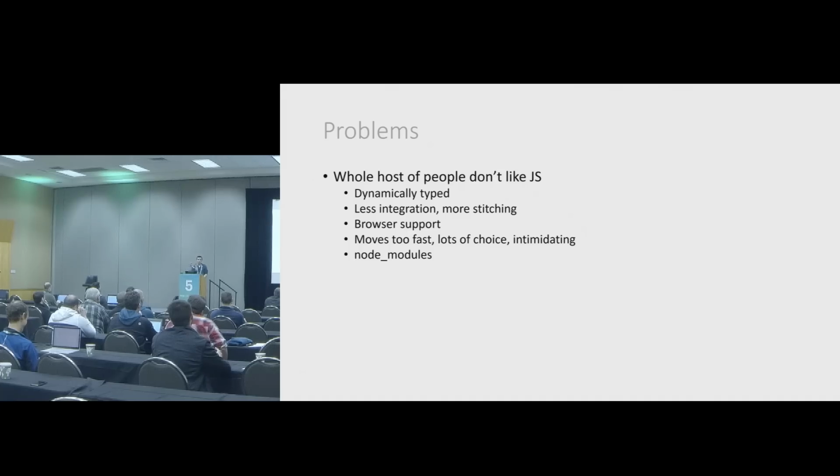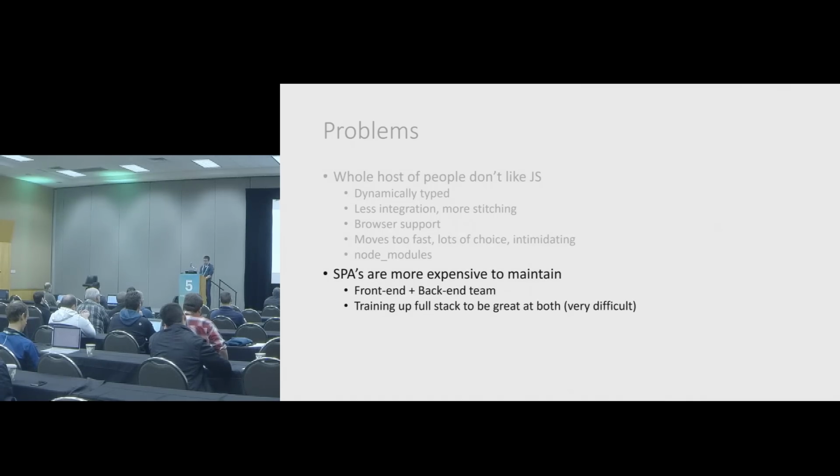But then your app blows up at runtime, whereas in one of those other statically typed languages, the compiler yells at you and says, hey, you made a typo there, and here's the line number, and you need to go fix it. The JavaScript ecosystem as well just has more stitching together and less integration. So you've got to pull these different pieces together yourself. Browser support's a little sketchy sometimes, and there's tools to get around that. It moves really fast, and then npm and the node_modules folder also gets some hate as well.